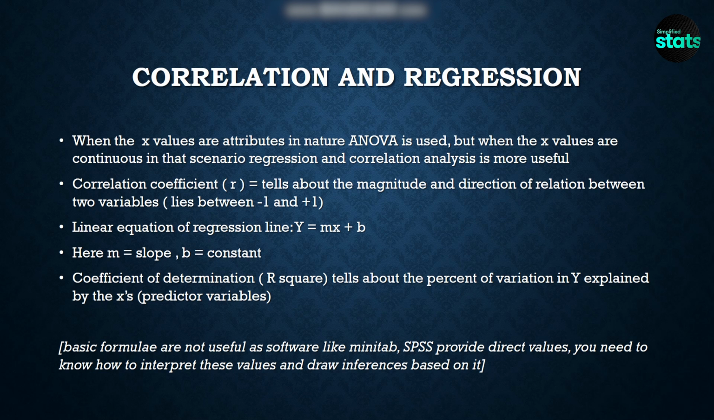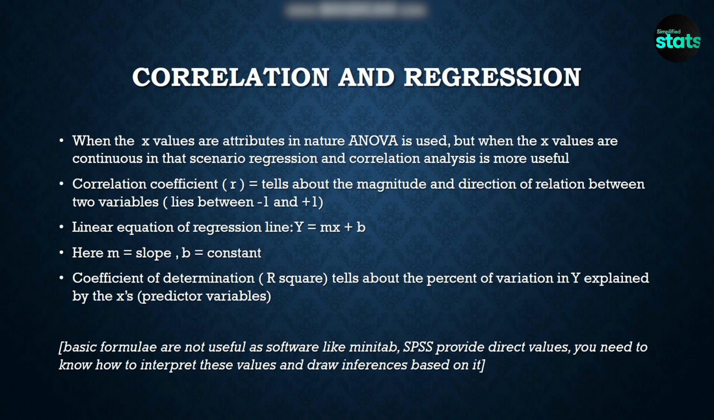The various values that are very important for you to analyze: the correlation coefficient r tells you about the magnitude and direction of the relation. So if the value of r is -1, there is a negative relation. If the value of r is +1, there is a positive relation. If the value of r is 0, there is no relation.